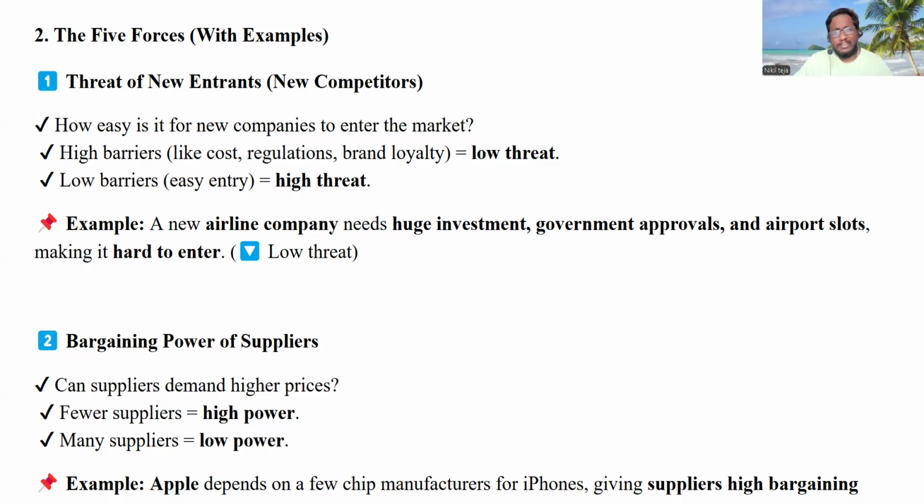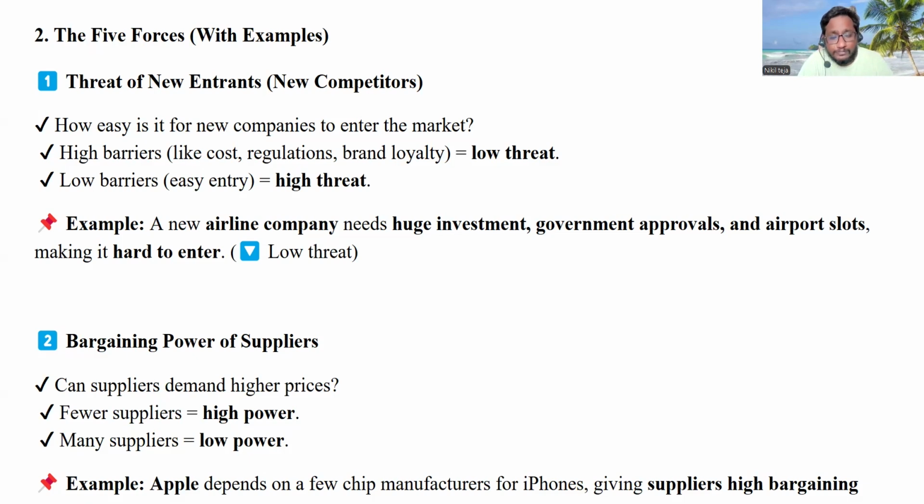For example, let's take DMart or something. It will have many suppliers, so the power of suppliers will be less. Whatever amount DMart gives, they will take that much amount only. But if the suppliers have high power, they can demand the prices, right? So this is about the second force, that is bargaining power of suppliers.